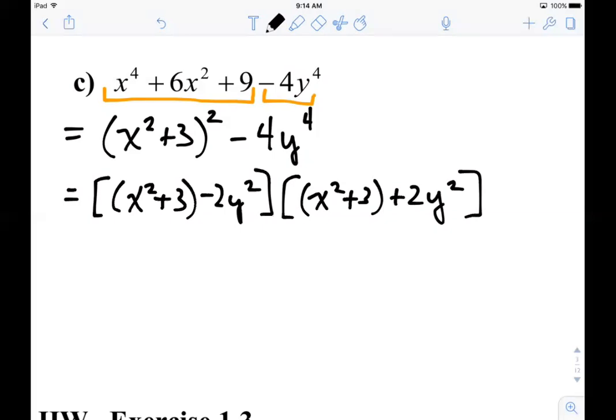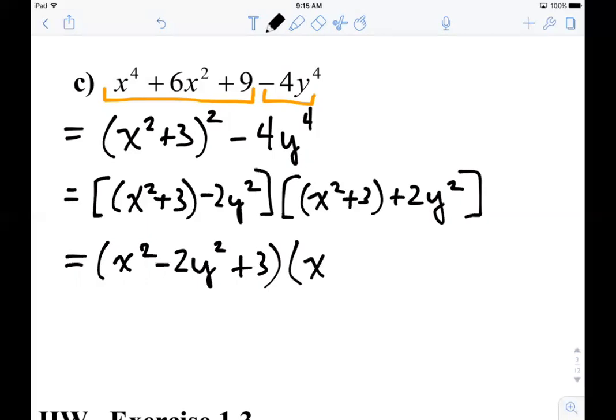And now, as a final answer, we actually can't really do any more factoring of either of our 2 large brackets, the 2 big square brackets. So I'm just going to rewrite this in a bit more standard way. Normally, if there's anything that's just a number with no variables attached, we would write that at the end. So I'm just going to rearrange this and call it x squared. I'll put the minus 2y squared next and tack the plus 3 as the third term, and do something similar in this bracket as well. X squared plus 2y squared and plus 3, and that is our fully factored form in the simplest way that we can write it.